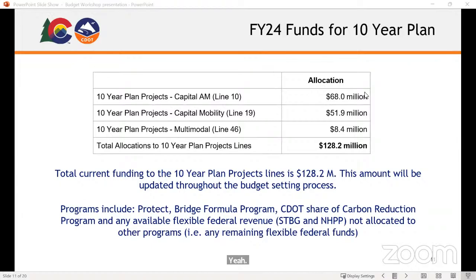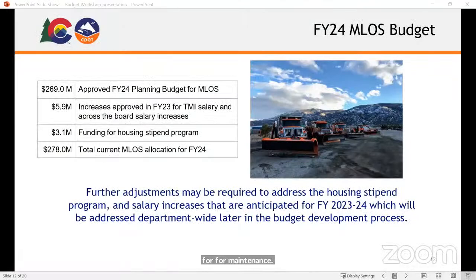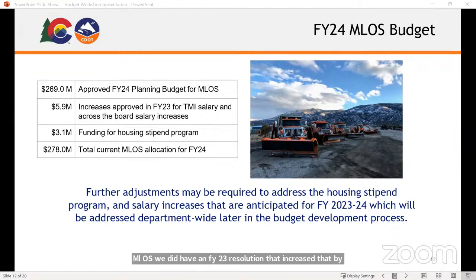We can go ahead and move to the next slide. Okay, so we wanted to talk a little bit about the maintenance budget because we need a couple of adjustments here. $269 million was the amount approved from the FY24 planning budget for maintenance MLOS. We did have an FY23 resolution that increased that by $5.9 million for TM1 salary and across-the-board salary increases. So we're just carrying that decision into FY24.